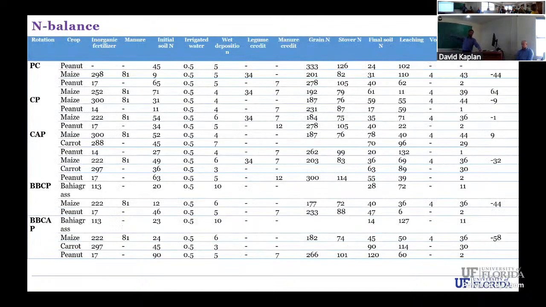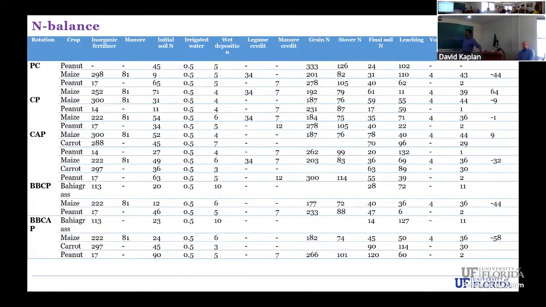Again, sorry, this is a very messy table, but this is important, right? The white is important because it tells you everything about where nitrogen is. So we have whatever fertilizer we applied, manure, initial soil, irrigation, nitrogen in irrigation water, wet deposition, legume credit, manure credit, and so on. What is the nitrogen in grain, stover, or final soil sampling, and this is the leaching that we based upon the soil water balance approach.